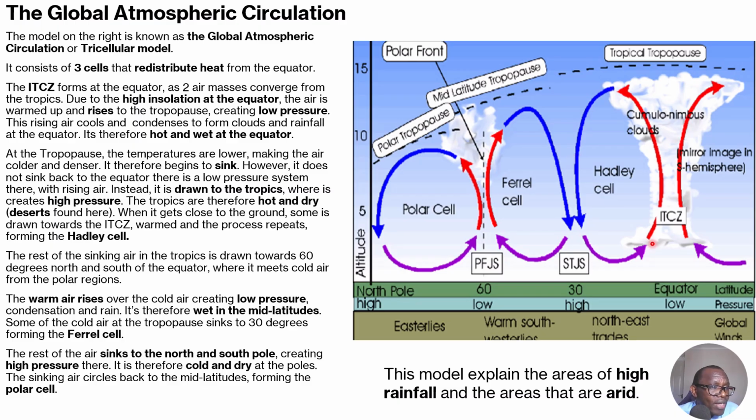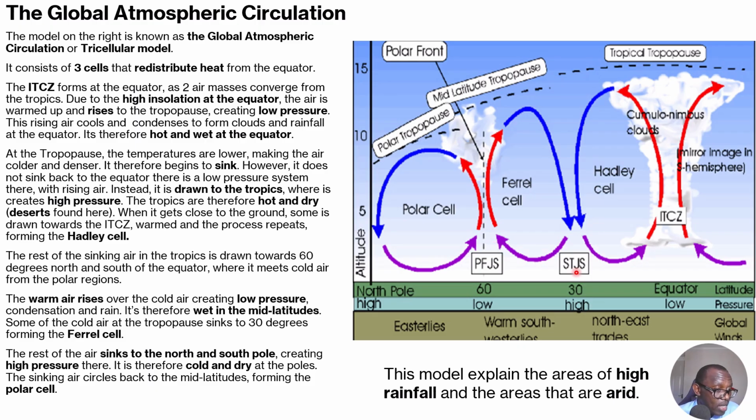Now, that cycle right there is what is referred to as the Hadley cell. So the Hadley cell is moving heat from the equator towards 30 degrees latitude. Okay, so the rest of the sinking air, however, begins to move towards the higher latitudes here.